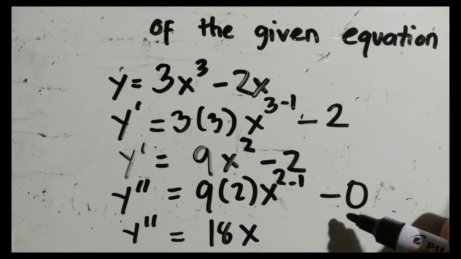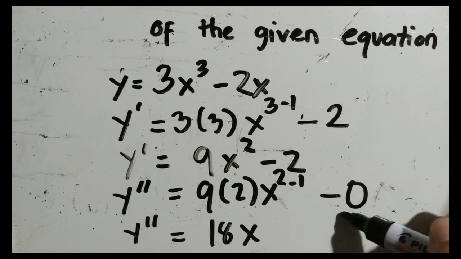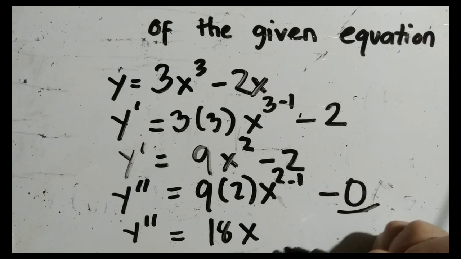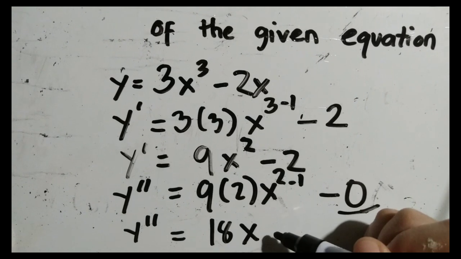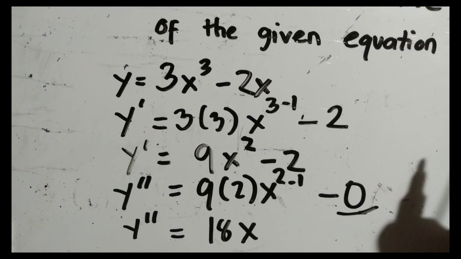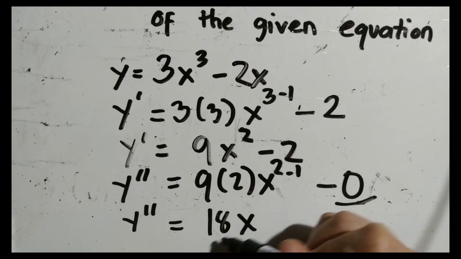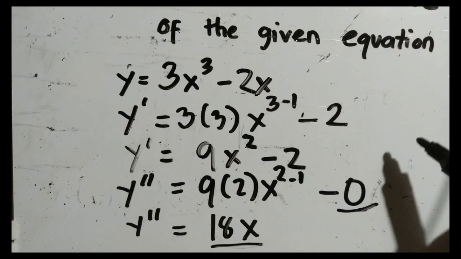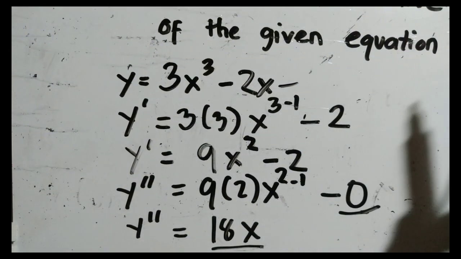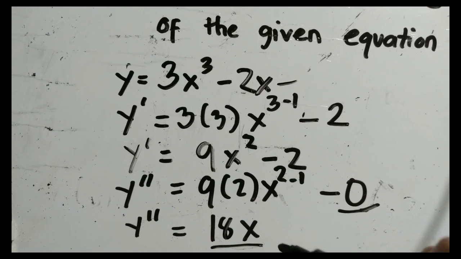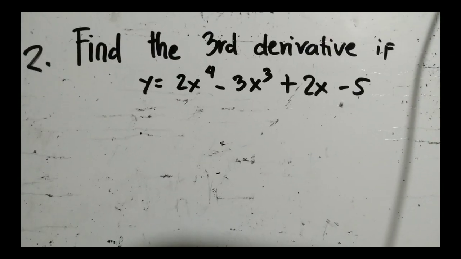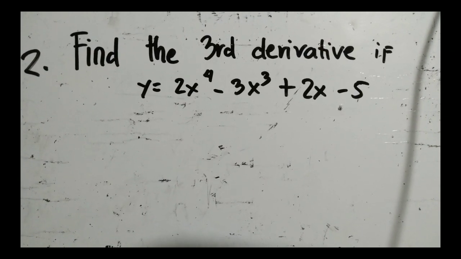We don't need to write this 0 in our final answer. So the final answer would be 18x, the second derivative of this equation. So we have a second example.